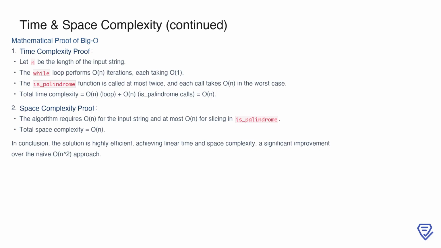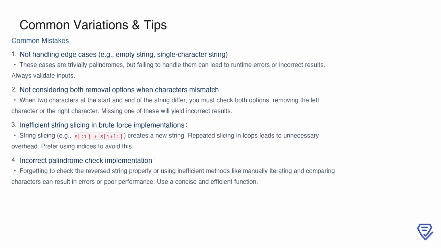For space complexity, the algorithm requires O(n) for storing the input string and up to O(n) for the slicing operation in the is_palindrome function. Adding these contributions results in an overall space complexity of O(n). This linear time and space complexity is a significant improvement over the brute force approach, demonstrating the efficiency of this optimized solution. When solving valid palindrome 2, there are several common mistakes to watch out for.